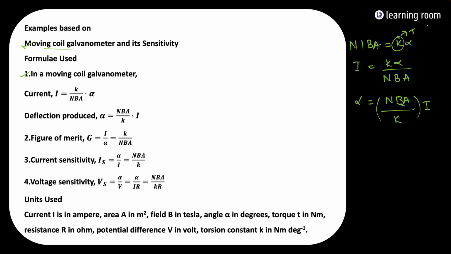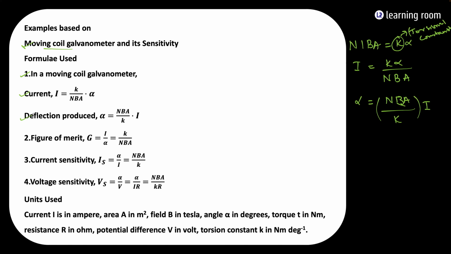This is called the torsional constant. Alpha is the amount of deflection that is produced in the coil, and N stands for the number of turns, I stands for the current, B stands for magnetic field, and A stands for the area of the coil. Right? Having said this, these two are the expressions given for current and the deflection produced.